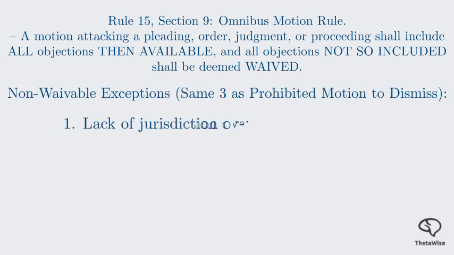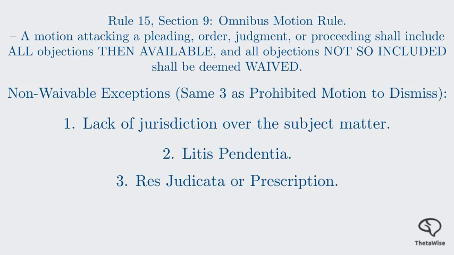There are three sacred, non-waivable exceptions to this rule. These are the same three grounds on which a prohibited motion to dismiss can be filed. Failure to raise these objections in an omnibus motion does not result in waiver. This is another example of the internal logic of the rules. The grounds for prohibited motions to dismiss are also the grounds that can never be waived. This makes perfect sense, as they deal with the fundamental authority of the court and the finality of litigation. So, remember, file one motion, raise all the objections you can, or risk losing them forever, unless you're talking about jurisdiction, litis pendentia, or res judicata or prescription.